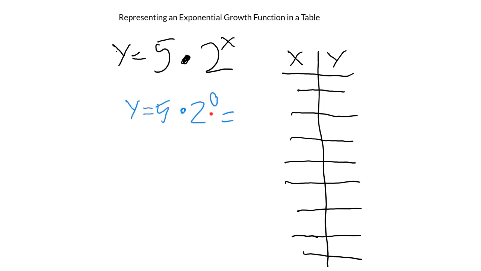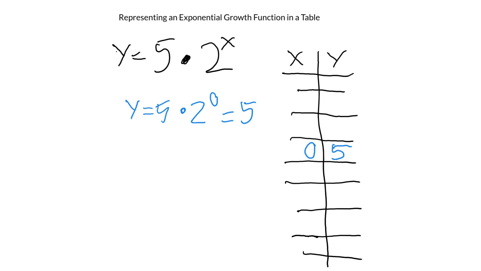Remember that 2 to the 0 power, or anything to the 0 power for that matter, is just 1. Therefore, y equals 5 times 2 to the 0 power, which is 5 times 1, or simply 5. So we have our first value. Let's put that in here, and that'll leave us some room to go in either direction.